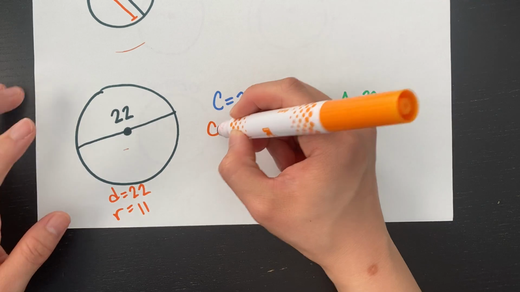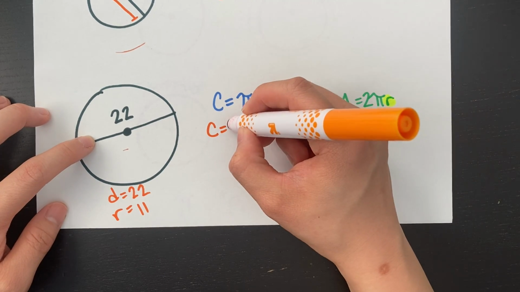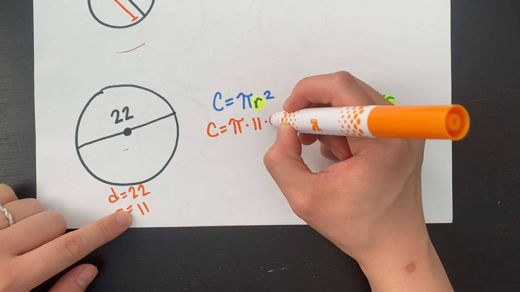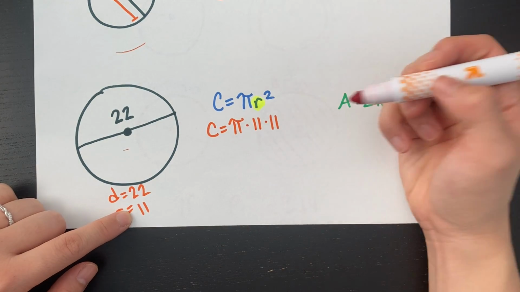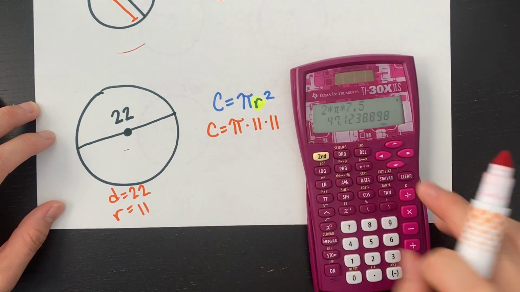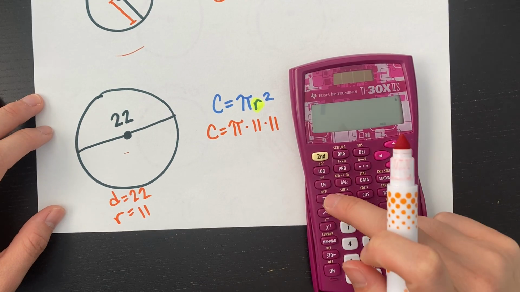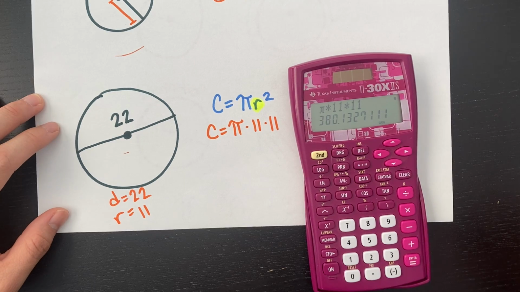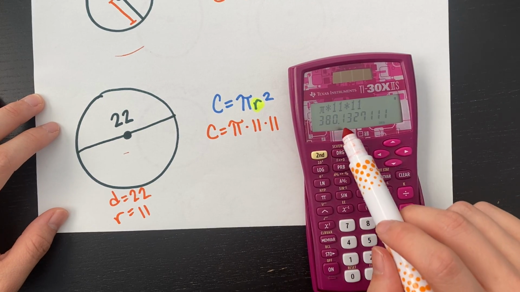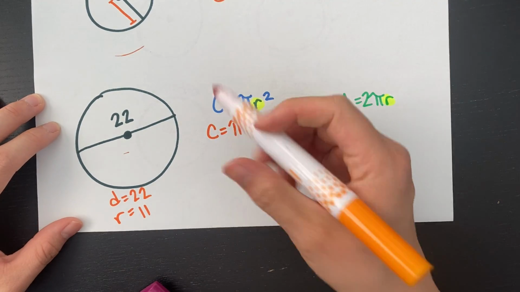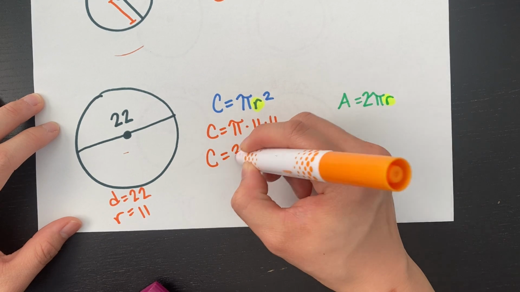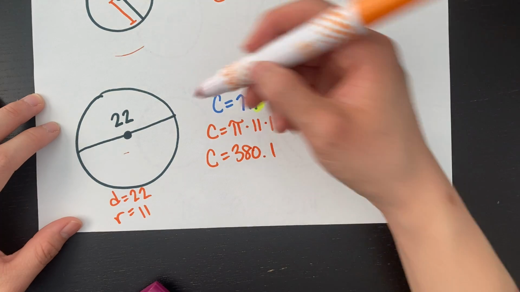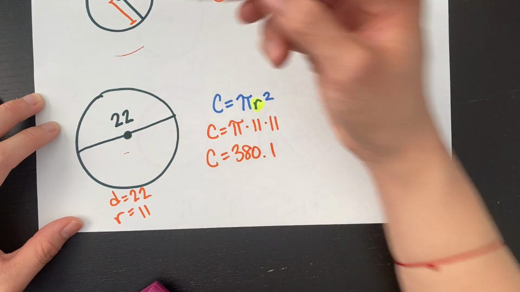So circumference of this circle now is pi times your radius again, because it's radius squared. You just need to plug that in. Pi times 11 times 11, or pi times 121, 380.1. So your circumference is 380.1. That's how much goes all the way around the outside.